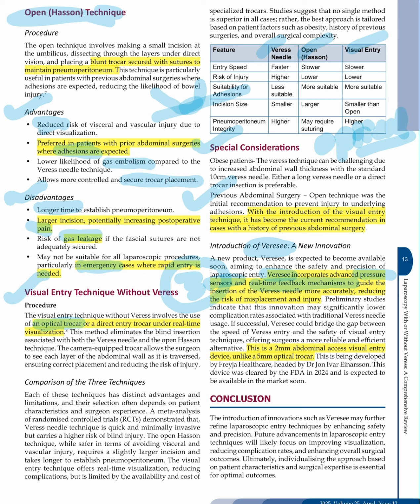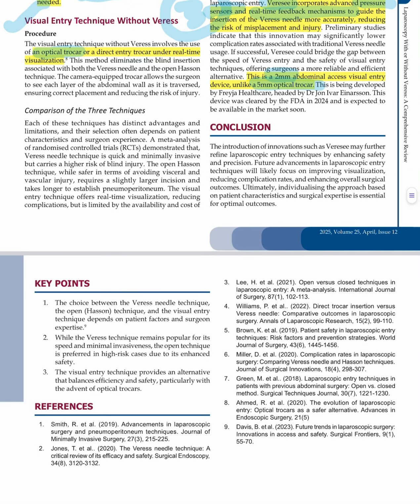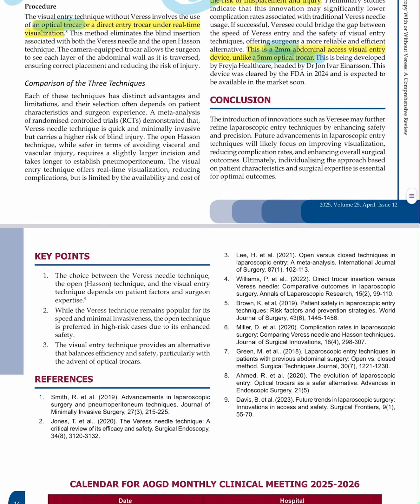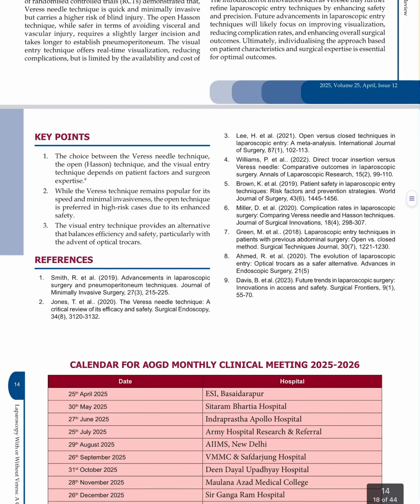It will announce it, or show it on the monitor. It's a 2 mm abdominal access visual entry device, whereas the optical trocar is 5 mm. So the incision is also a very small size. So the conclusion of these laparoscopy entry techniques: special innovations like VisiVess are being considered now. Studies are going on nowadays, and the key point is that the choice between Veress, open and visual entry depends upon the patient factors and the surgeon's expertise as well.